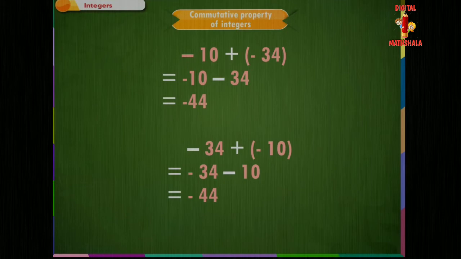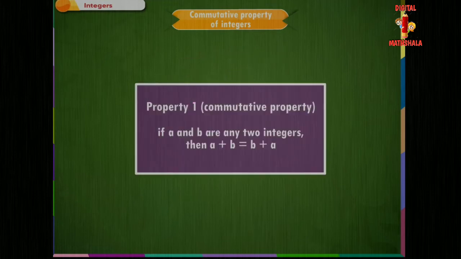Thus, we see that for every pair of integers, the sum does not change if they are added in different orders. If we generalize this, we get property 1, which says if a and b are any two integers, then a plus b is equal to b plus a. We can also say commutative property holds true for integers under addition.